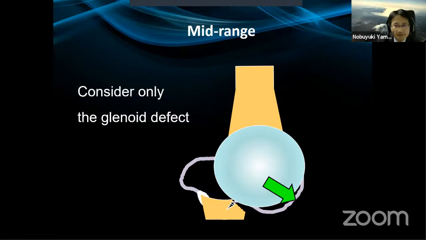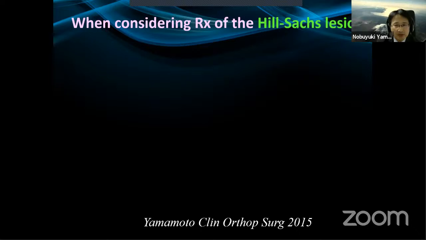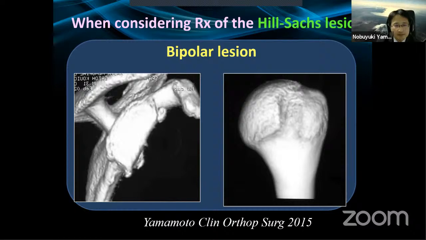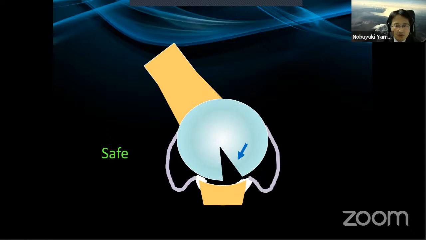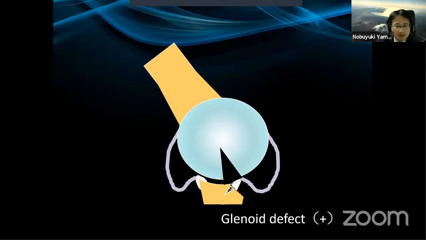However, when considering the treatment of the Hill-Sachs lesion, we need to think about the bipolar lesion, because this Hill-Sachs lesion is safe. It's located within the contact area. If there is a glenoid defect, engagement occurs.